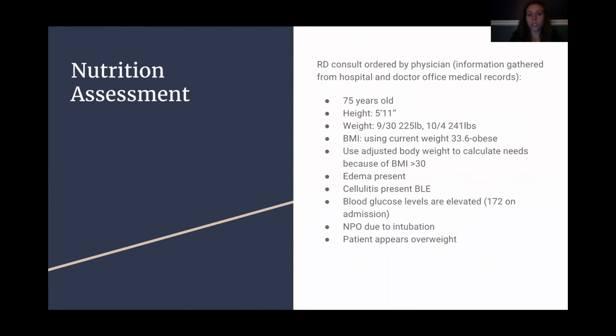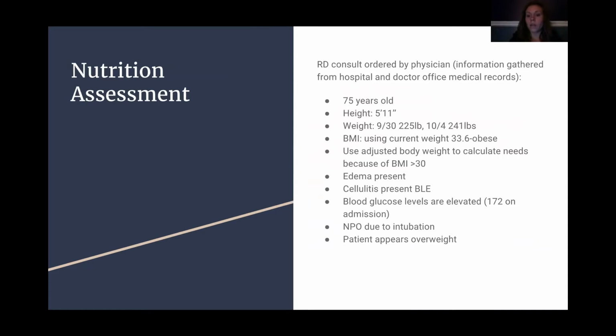So here's his nutrition assessment. This information was gathered from the hospital and doctor office medical records due to intubation, so we obviously couldn't talk to him and get this information. And the consult was ordered by the physician because he needed a tube feeding. So he's 75 years old, he's 5'11". His most recent weight prior to admission to the hospital was 225 pounds, and that was on September 30th.